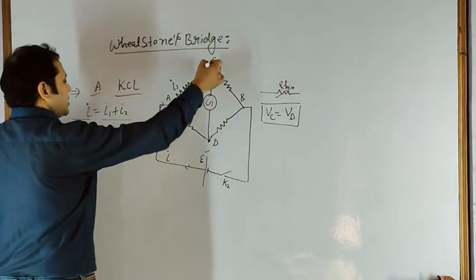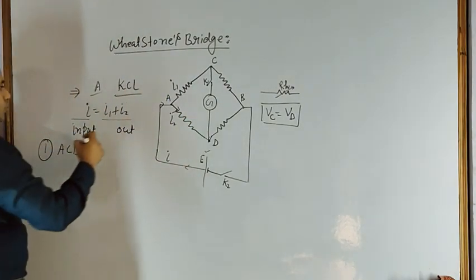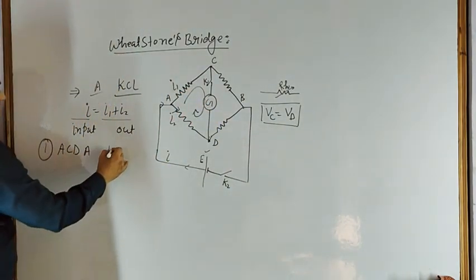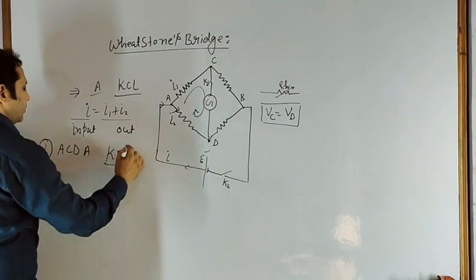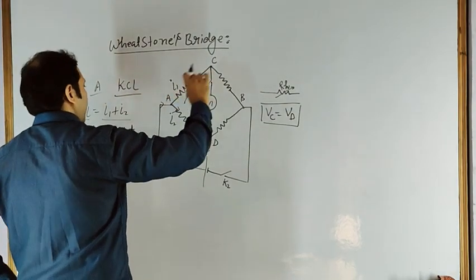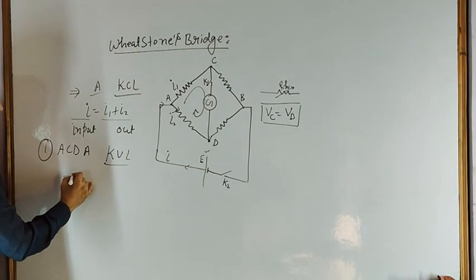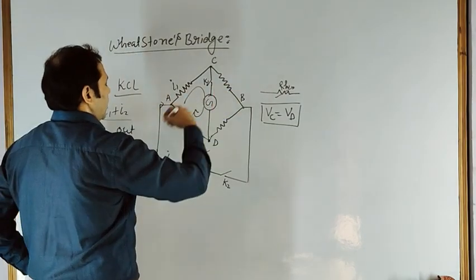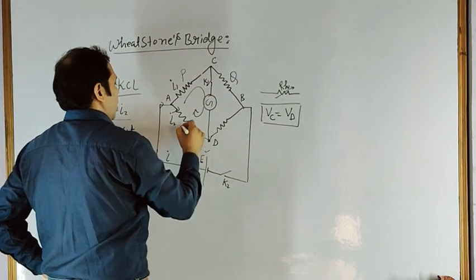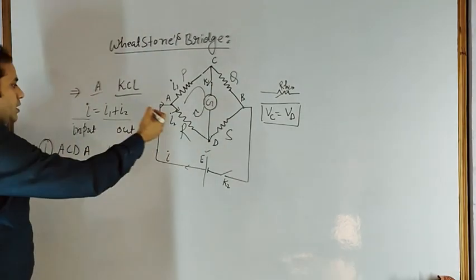Okay, so we will consider a loop. The first loop is A C D A. It's a complete loop, so you can write down KVL here. Apply the KVL as we are moving along the circuit, and when the current is in the same direction, the voltage drop will be considered as negative. The resistances of the arms will be considered as P, Q, R, S.